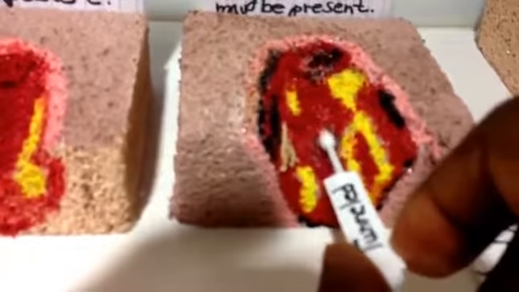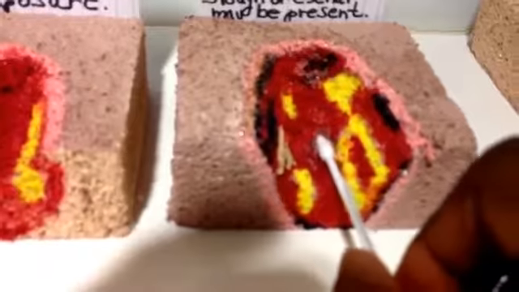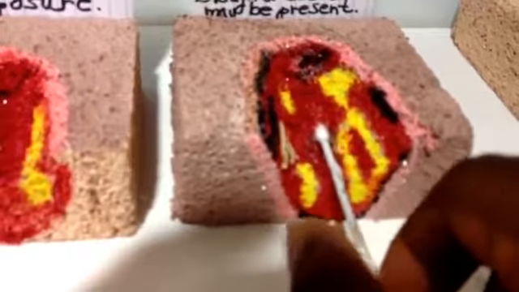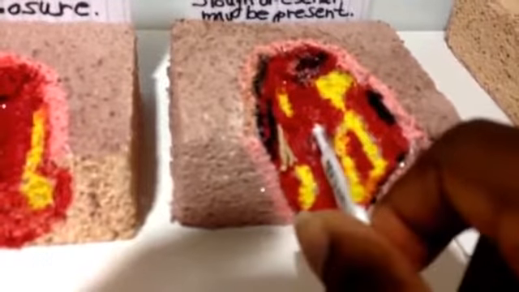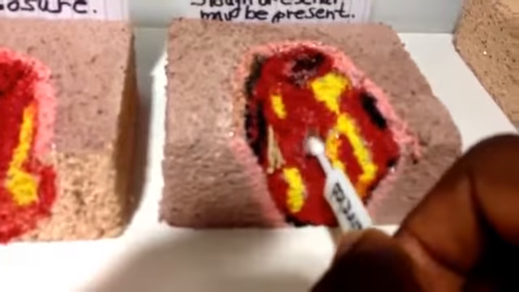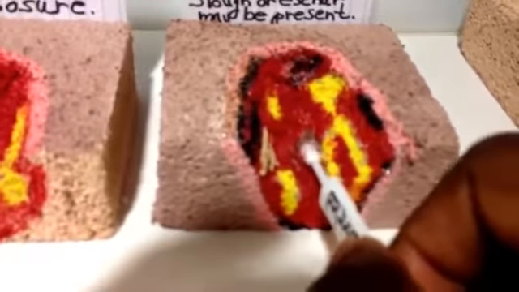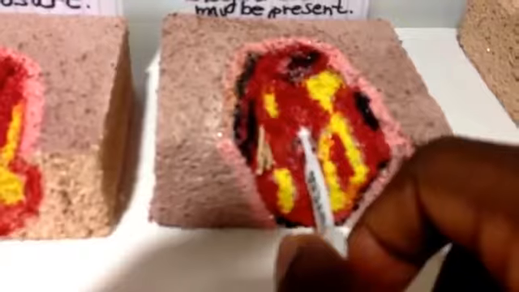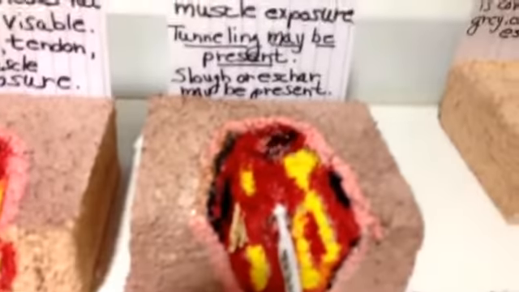Now tunneling, as you can see in this demonstration, is that there's actually a hole that's forming a tunnel inside the wound. Okay, that could be causing a stage 4 wound. As you can see, that's a whole tunnel, so you want to make sure that is not present when you're staging the wound.